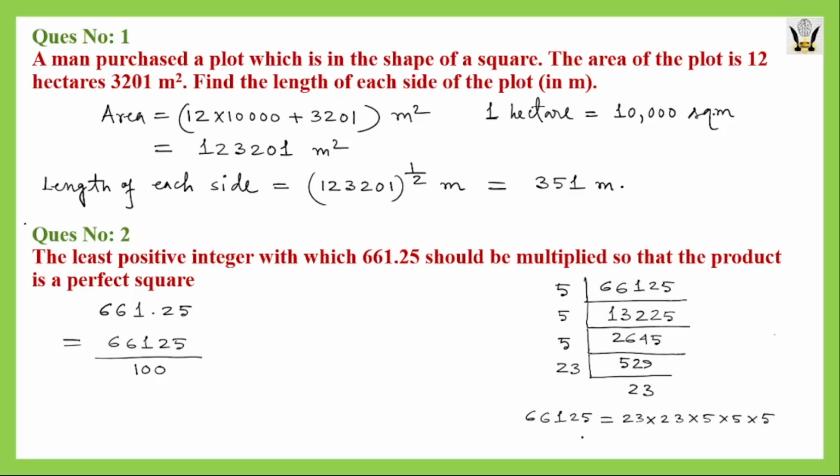If we multiply by 5 times 5, then that number will also be a perfect square. But we need to find the least positive integer. So least positive integer means a single 5 we will multiply by. So to make 661.25 a perfect square, we need to multiply that value by a single 5.